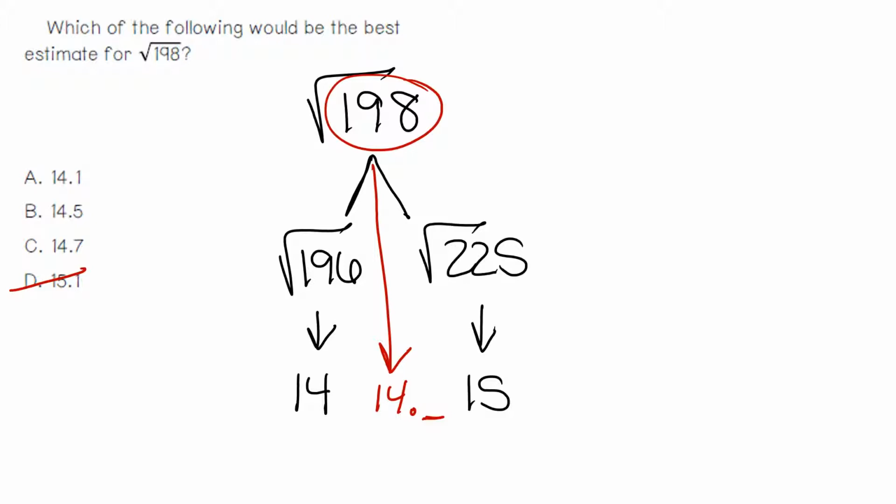Now, A, B, and C give us lots of possible answer choices, so we have to use a little bit of common sense. 198 and 196 are very close to each other. They're only 2 points off. And so we want to pick an answer that is very, very close to 14. 14.1 has the closest decimal, the smallest decimal point to 14. So A is our correct answer.